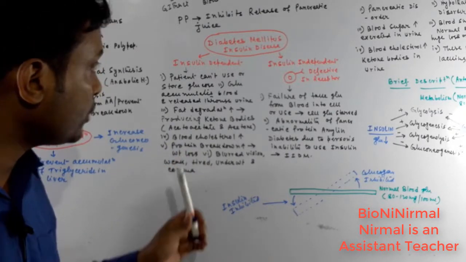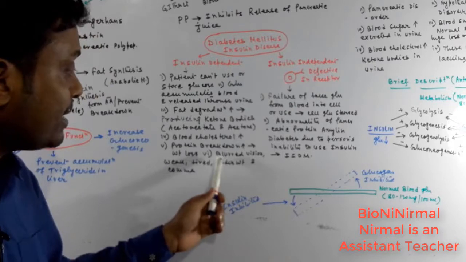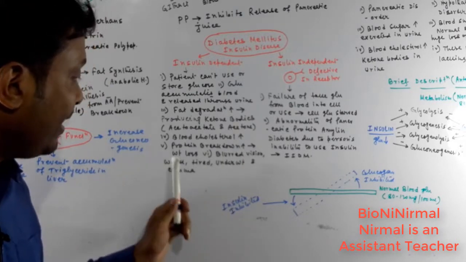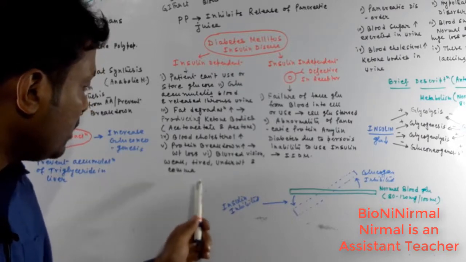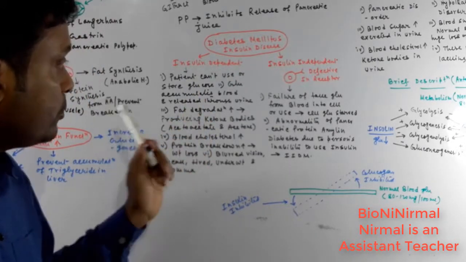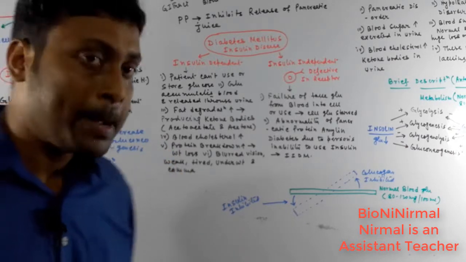And other symptoms of insulin dependent diabetes mellitus are blurred vision, weakness, tiredness and being underweight, and at the last stage, coma. So these are the symptoms of insulin dependent diabetes mellitus.